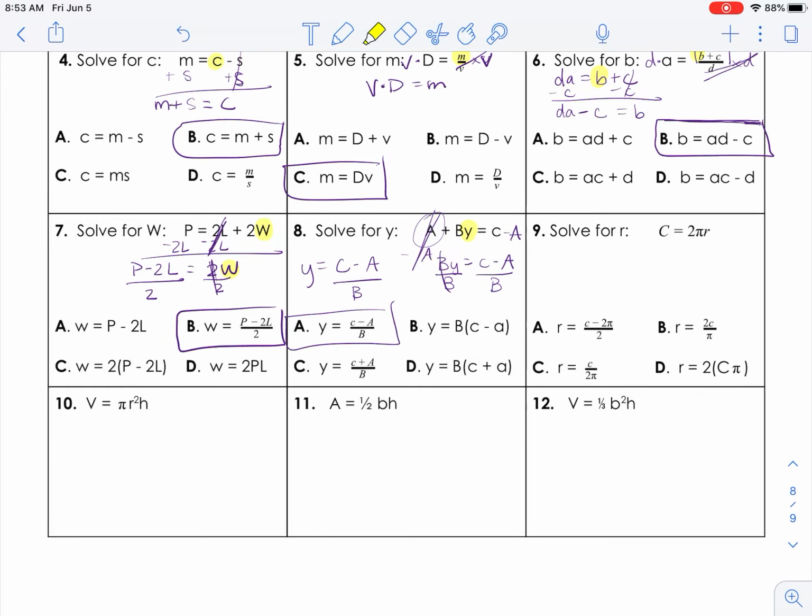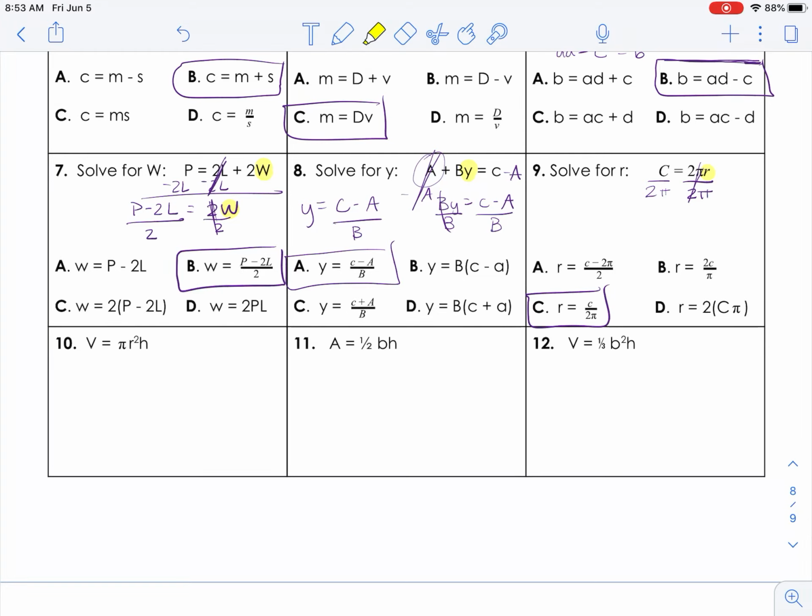Just in case. So we're solving for r here. What's being done to r? Well, we're multiplying by 2 pi. So we've got to undo that by dividing by 2 pi. Okay, so we end up with r equals c over 2 pi.